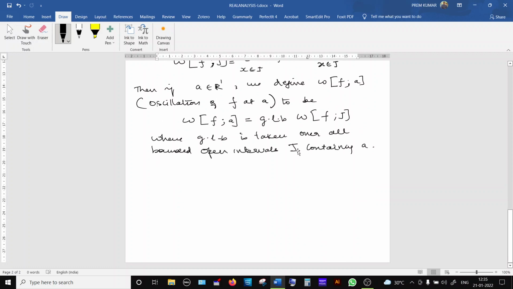So geometrically, what is the meaning of oscillation? Suppose we take one set. We don't want to do it like this, because we are going to see, if we are taking the real line, suppose this is the x and y axis.